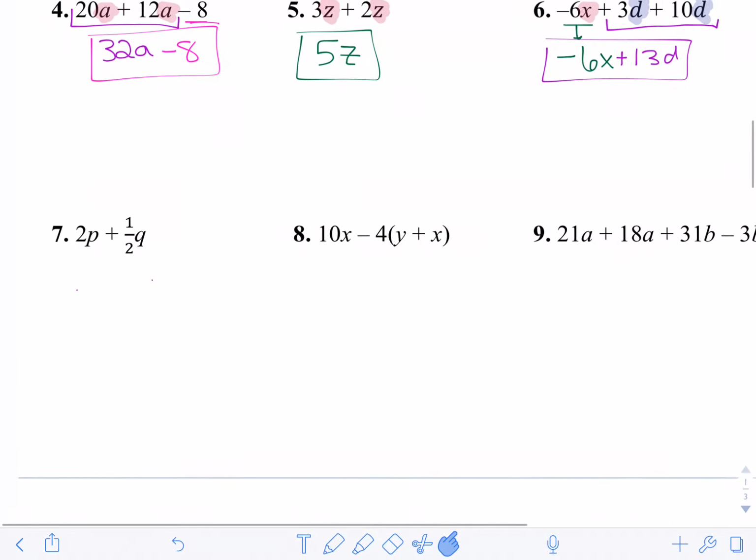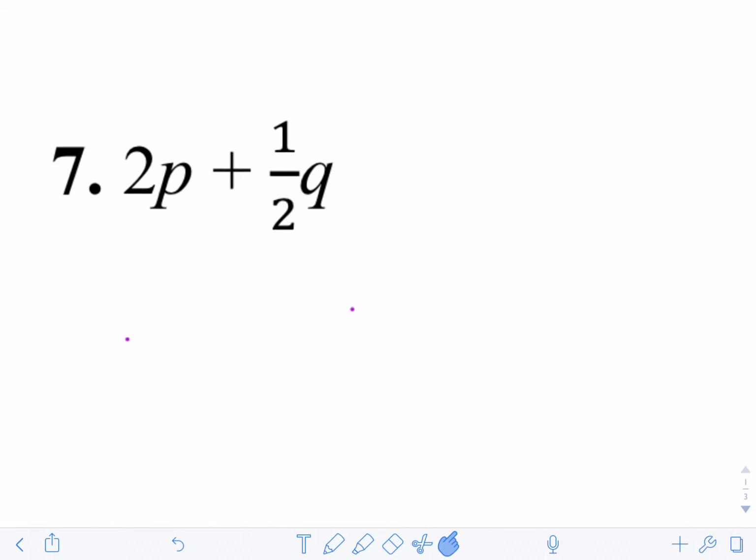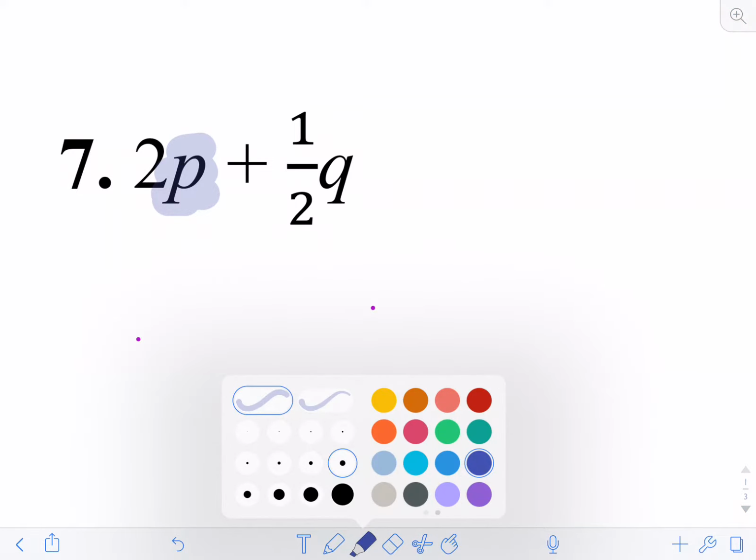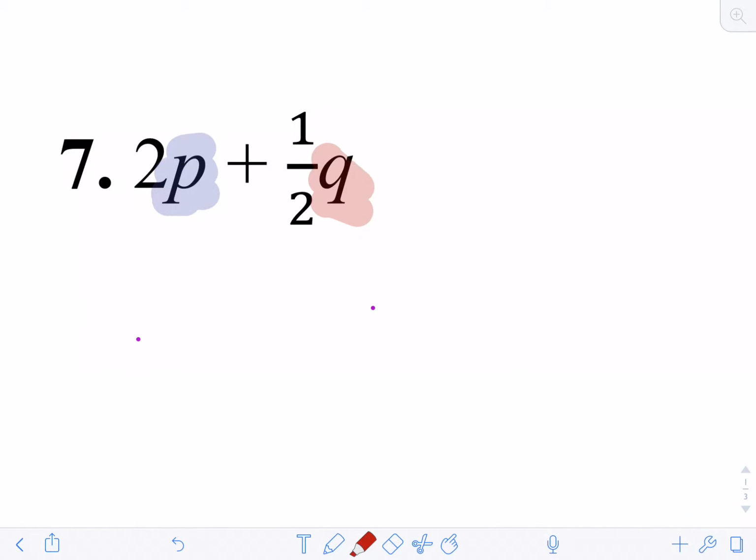All right, and it looks like we have one more row here. Okay, so number 7. I'm going to read my expression and highlight my variables. I have 2p, so there's a p, plus 1/2 q, so there's a q. All right, so whenever I look at this, my goal is to combine my like terms.